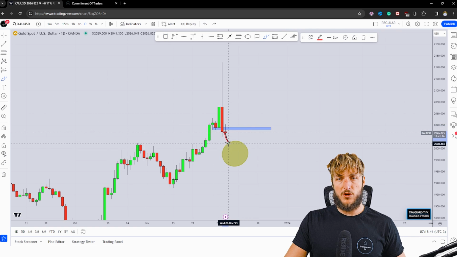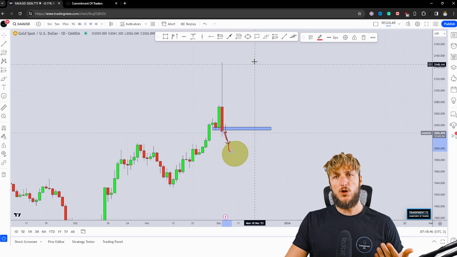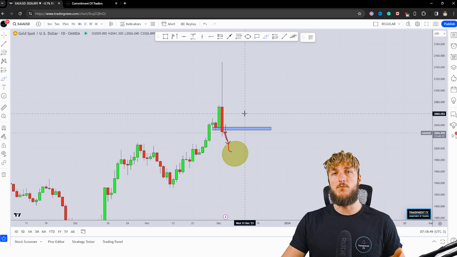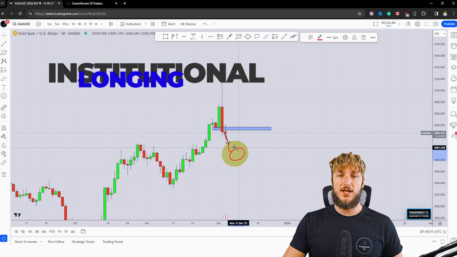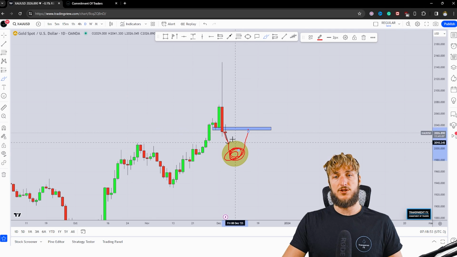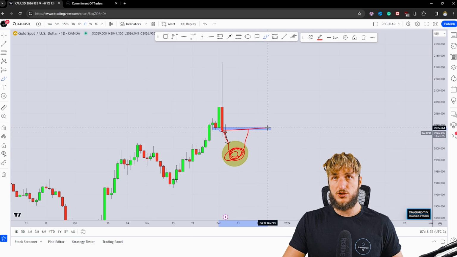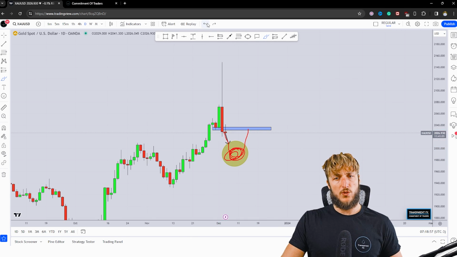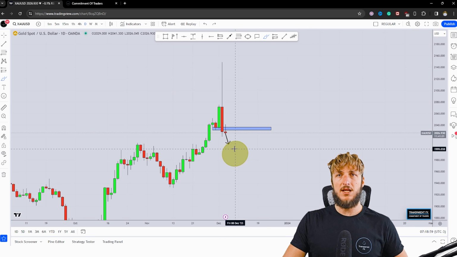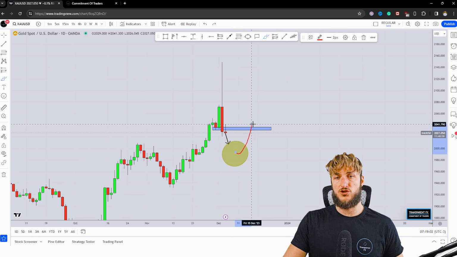So if the market from here creates this move to the downside, we definitely have the possibility of seeing more institutional longing, which at that point would further increase the probabilities of a rejection to the upside for the completion of the pattern at the neckline. So if we get this move to the downside, here is how I could be approaching this potential move higher.